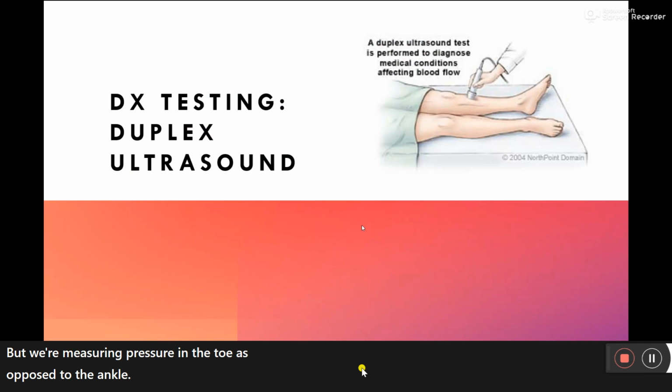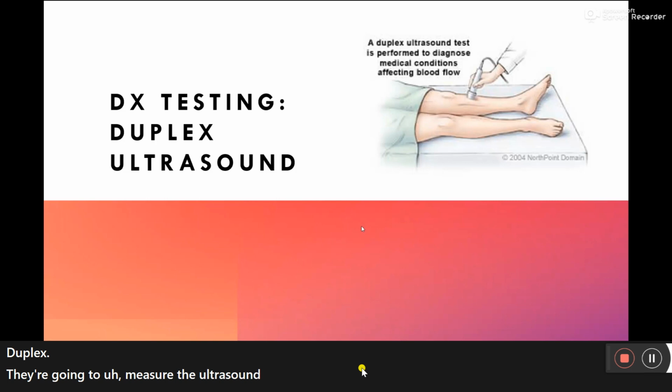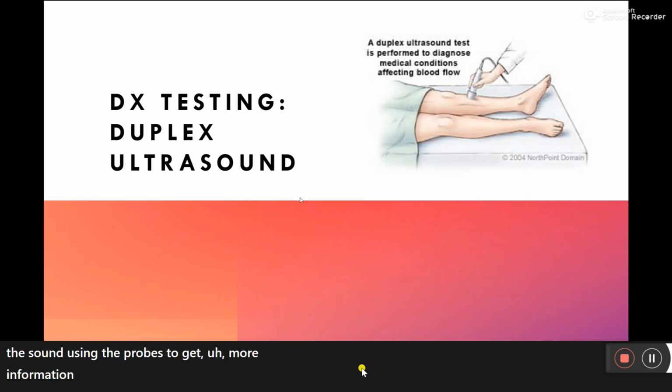Duplex, they're going to measure the ultrasound. They're going to look at the pressures and the sound using the probes to get more information on how the blood flow is in the lower extremities. Duplex ultrasounds, I'm not for sure, but last time I was working in the hospital full time, they didn't do a lot of duplex studies. They do a lot of duplex studies for the carotid arteries, looking for blockages and arterial disease in the carotids. But in the periphery, a lot of the patients I had, they either had TBIs or ABIs.